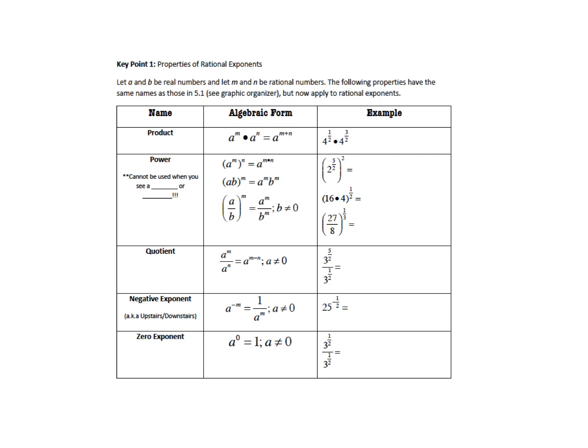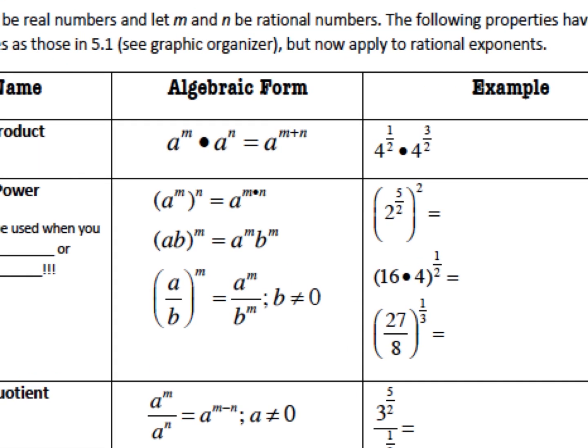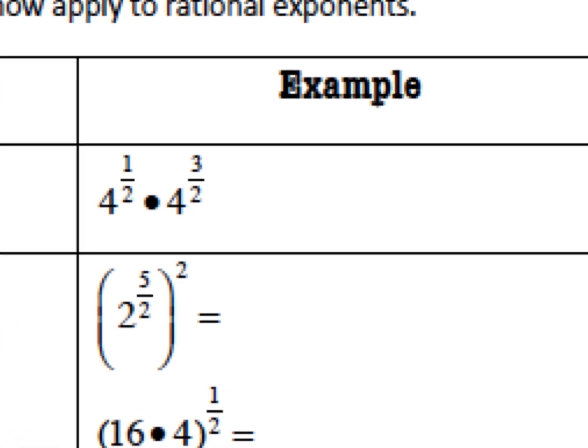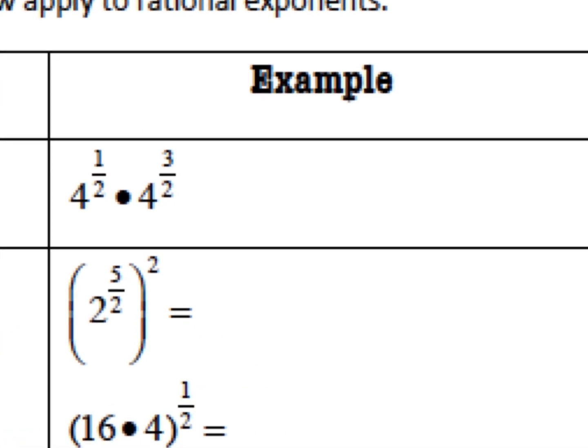So, taking a look at our product rule, that was our rule that said if we multiply like bases together, you're allowed to add your exponents. So in this case, you have 4 to the 1/2 times 4 to the 3/2. That's 1/2 and 3/2, 4/2. That's 4 squared, which is 16. So we add the exponents together. You're allowed to add these guys. So I added them.